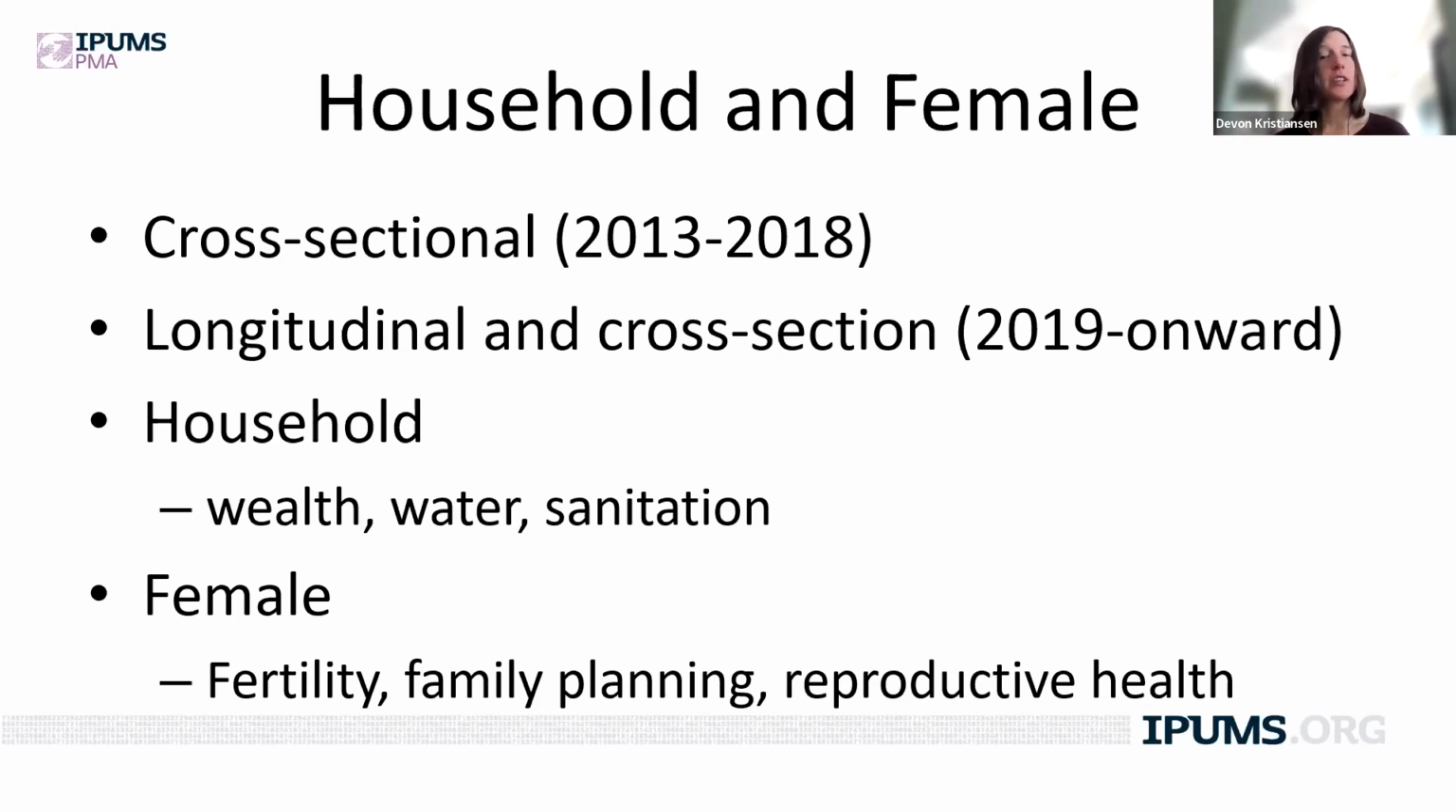So some of the questions that you might see from the household record are their possessions, their water sources, sanitation facilities, and then the core female questions center on fertility, family planning, and reproductive health. And a lot of those are comparable to DHS questions. But like I said, PMA is an ever-evolving survey, and they are very responsive to their in-country partners and interests that their in-country partners want to add.